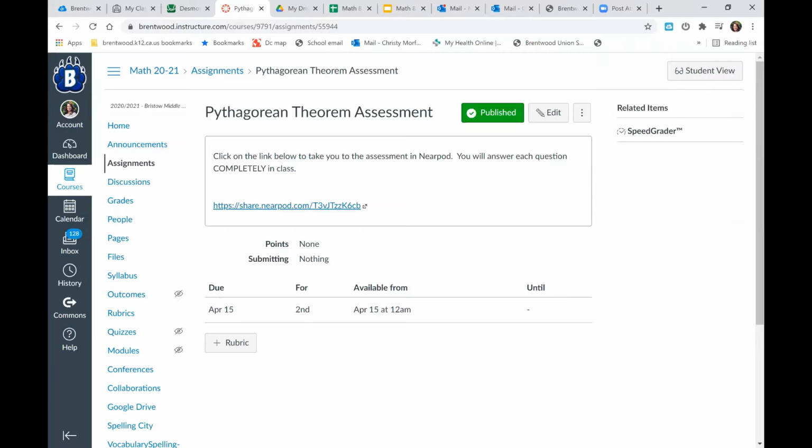To get to your assessment, you need to go to Canvas, go to your math class, and go to your assignments. And you should see this assignment waiting for you, Pythagorean Theorem assessment. To make it easy for you guys, I put a link that should take you right into the Nearpod assessment. So click that link.